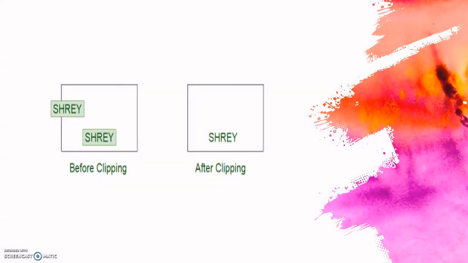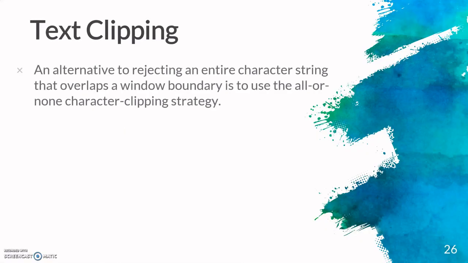Here, this procedure is implemented by considering a bounding rectangle around the text pattern. The boundary positions of the rectangle are then compared to the window boundaries, and the string is rejected if there is any overlap. So this method is the fastest text clipping method. Now let's see the next one, known as the all or none character clipping strategy.